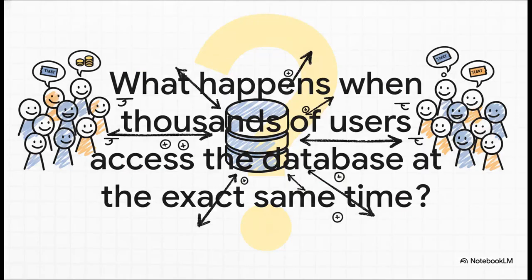All right, so our database is now beautifully designed. It's clean, efficient. We should be done, right? Well, not quite. There's one last massive challenge to deal with. What happens in the real world when thousands or millions of people are all trying to book tickets or transfer money at the exact same time? How does the system handle that?